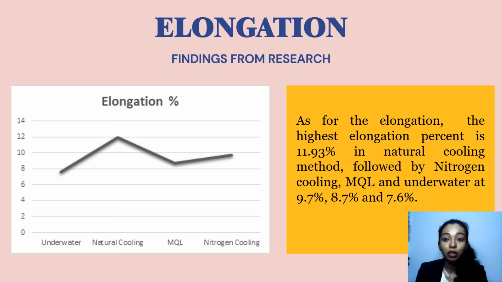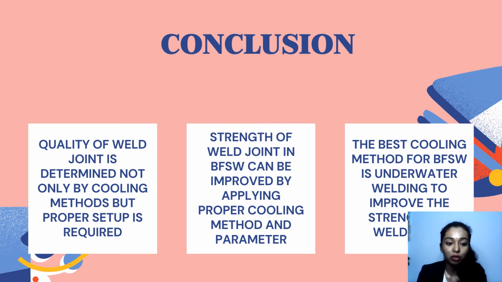From here, what I can conclude is that the elongation may be influenced by the cutting speed or the cooling method and the properties of materials itself. So the quality of weld joint is actually not determined only by the cooling methods, but with a proper setup of parameters. And then the strength of weld joint in bobbin friction stir welding can be improved by applying a proper cooling method and the parameters itself.